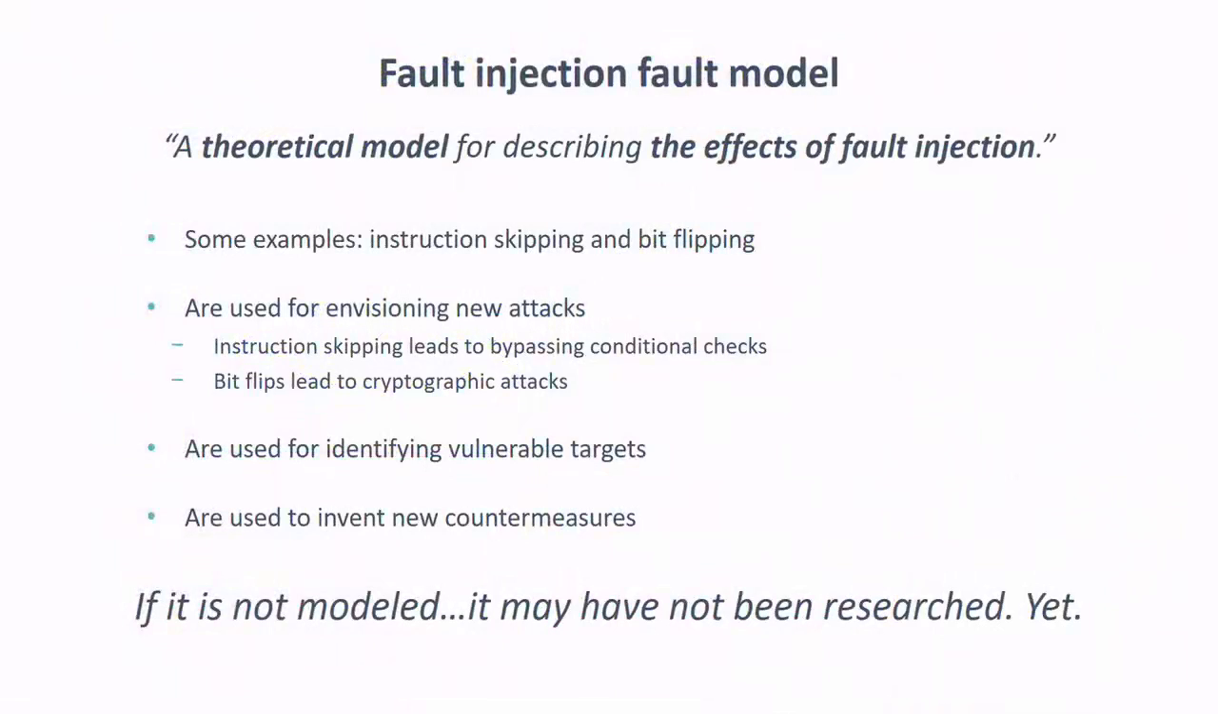So your fault model actually guides you in what kind of attacks you want to perform. You have a fault model, you think of attacks, and if you think of attacks, then you start thinking about countermeasures for counteracting them. So basically, the fault model guides you into attack and into countermeasure. The problem is that if you don't have a model, it might not have been researched yet. The point that we are going to describe here is that we have a new fault model. Instead of thinking of instruction skipping and bit flipping, we think of instruction corruption.